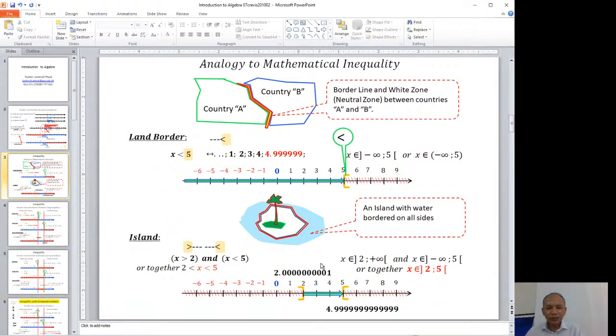4.94444. So please look at this slide carefully and try to understand what all the pictures and the writing mean.